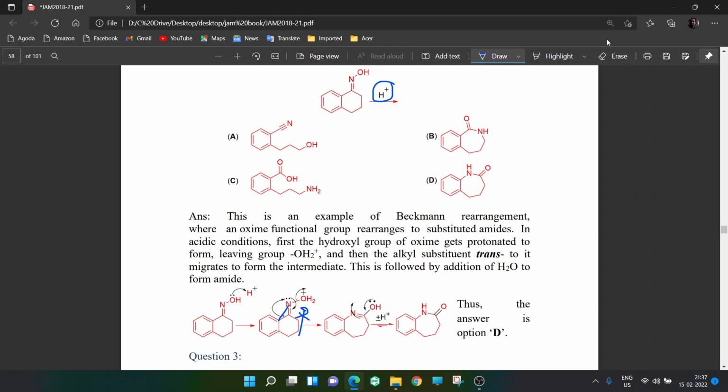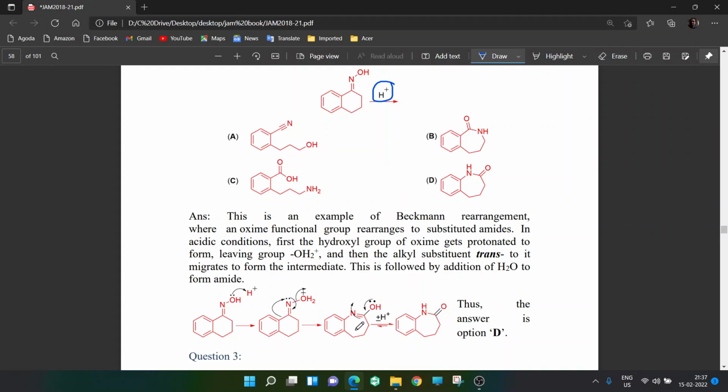Sorry, I think I missed one step here. I should have written here. Then after that, water attacks. After that, water attacks here. You get C triple bond, and then once water attacks, you get OH, and then this comes down, this comes up, and you get this oxime. So the answer is option D.